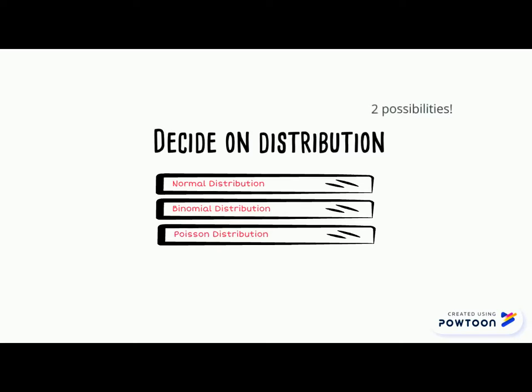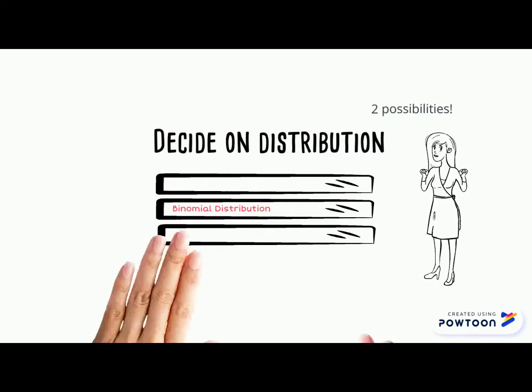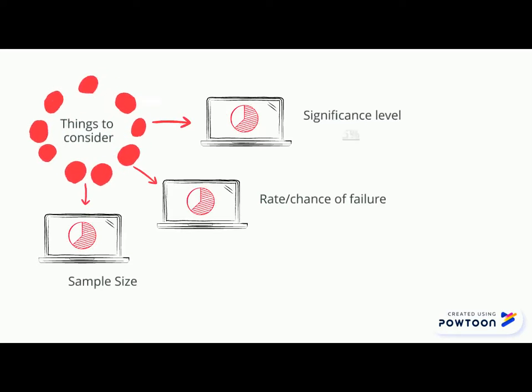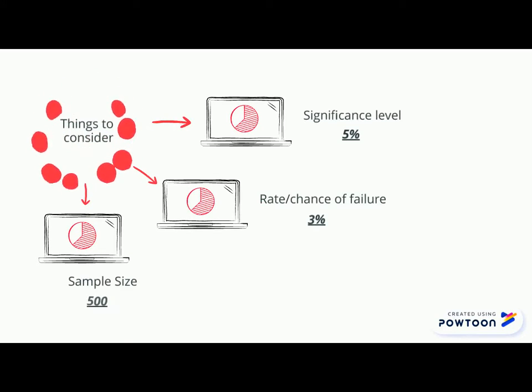Now that we have information about our study, we can decide on the distribution to use. Since there are only two possibilities of the production, which is either being defective or non-defective, we can go ahead and use binomial distributions. Looking back at the things to consider, we now have all the information we need. Now on to the calculations.